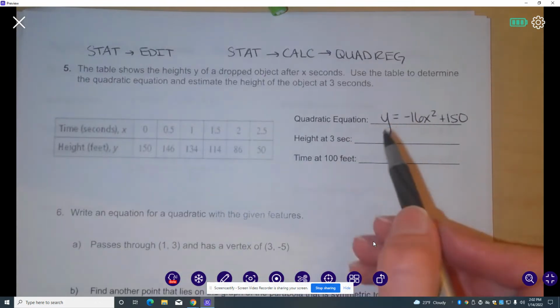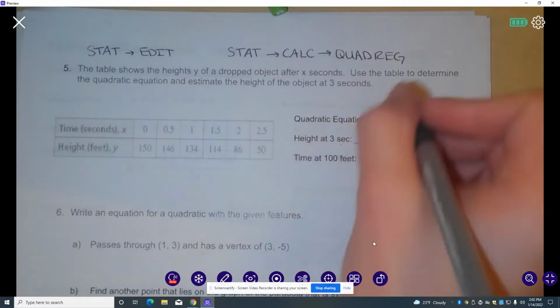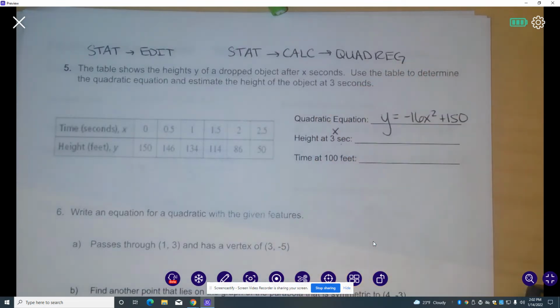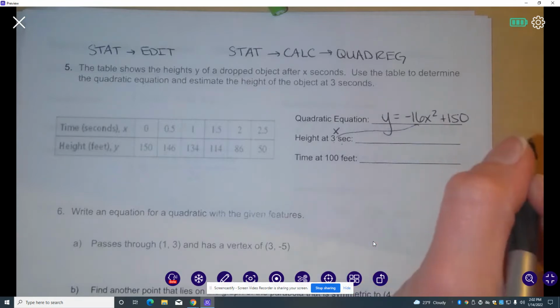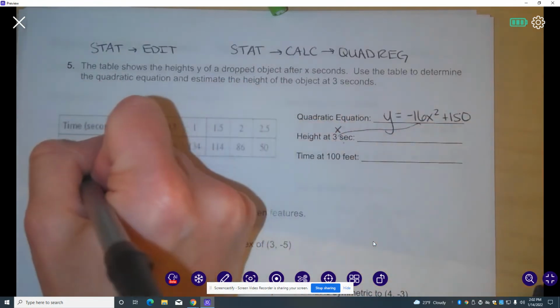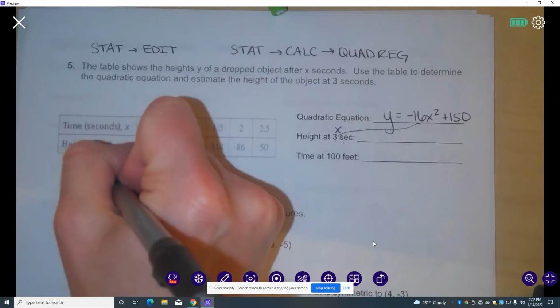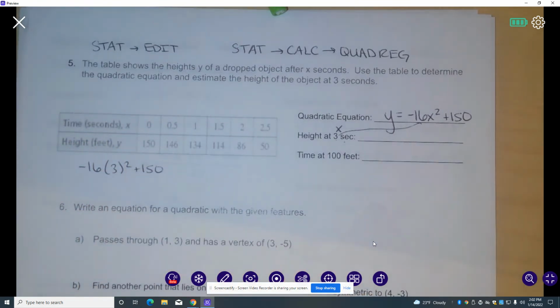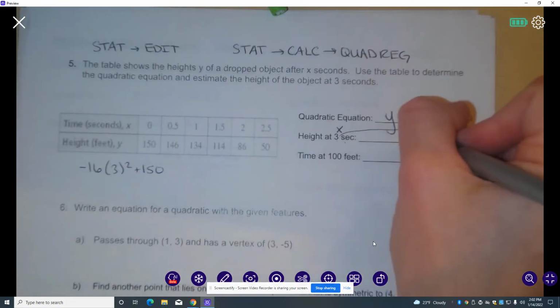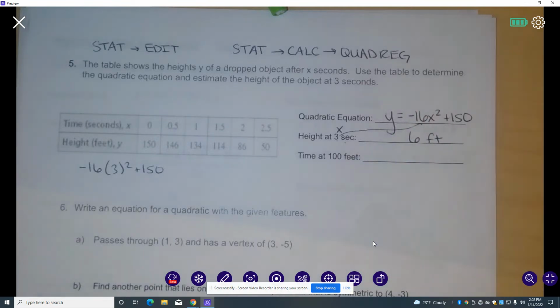So I want to find the height at 3 seconds. Remember, x is in seconds. So I'm going to take 3 and substitute it in for x. I'll do negative 16 times 3 squared plus 150. When I do that, I get 6 feet.